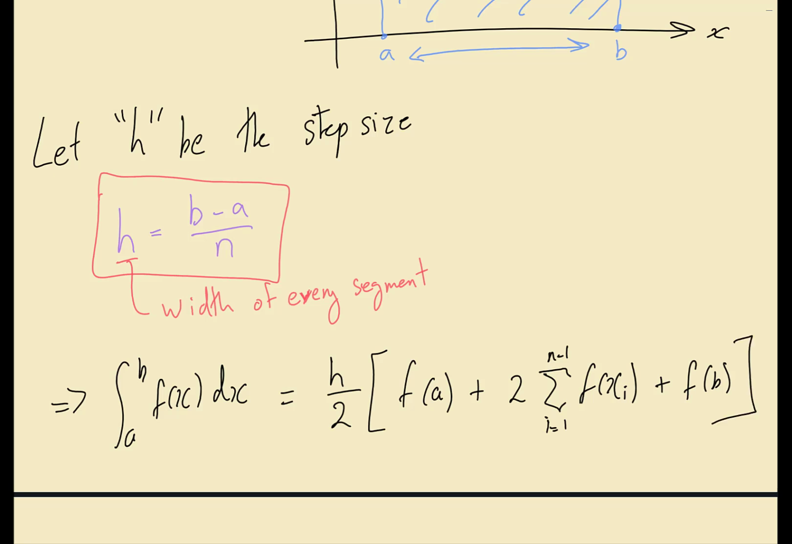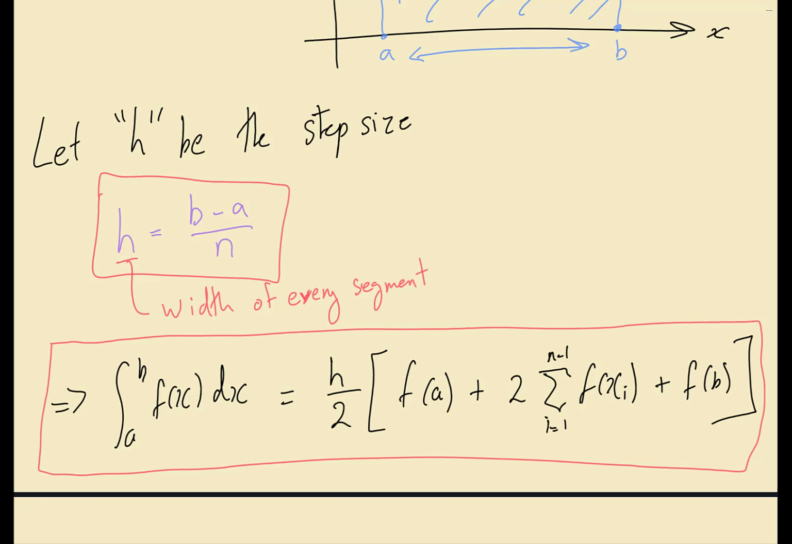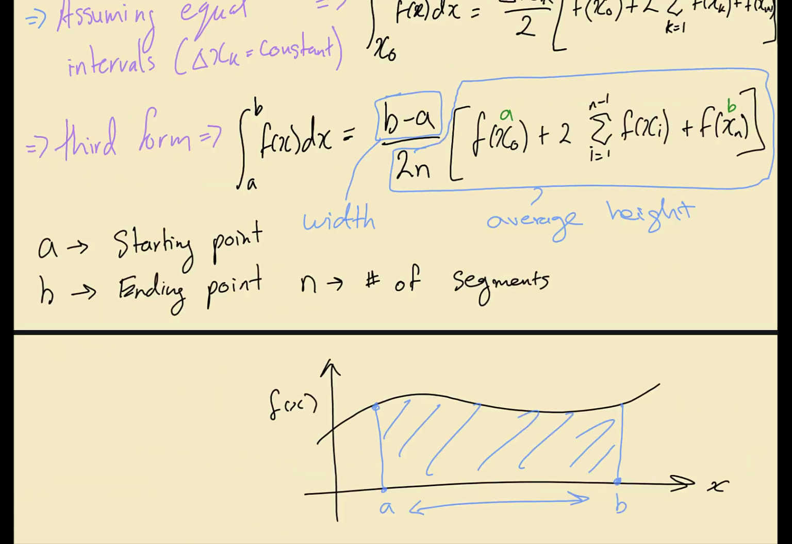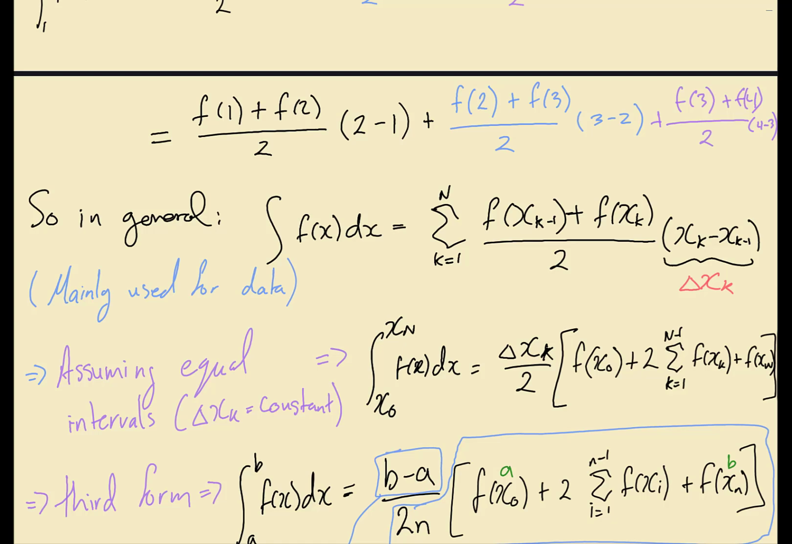So we basically derived the trapezoid equation using the general, step-by-step method. Any questions? This is the formula for any type of graph, if you have equal segments. If you don't have equal segments, then you have to use this general form.